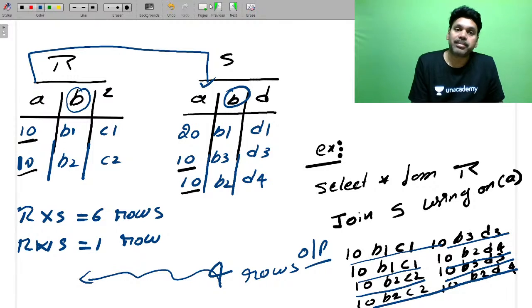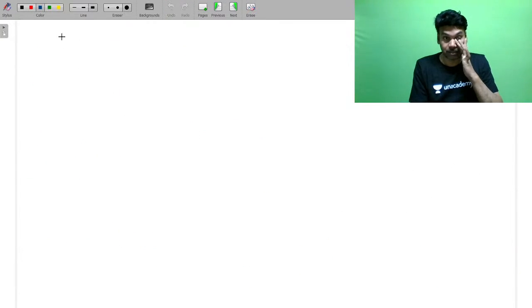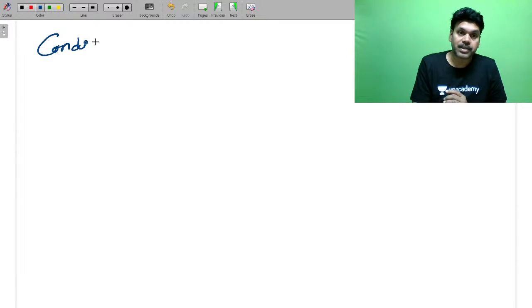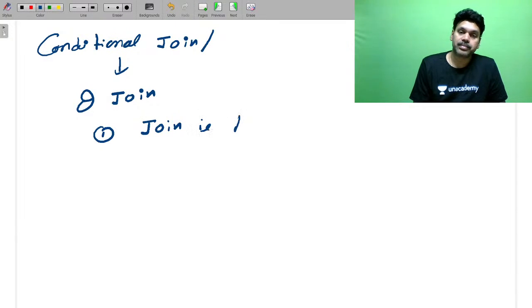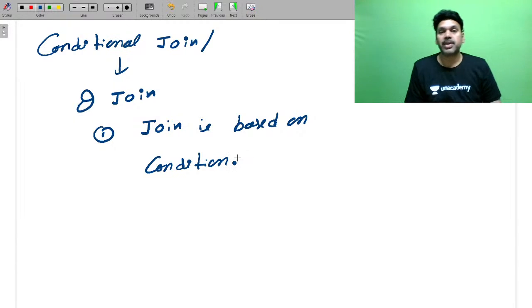And the fourth join is the conditional join. It is also called theta join. Now you see, join is based on condition.